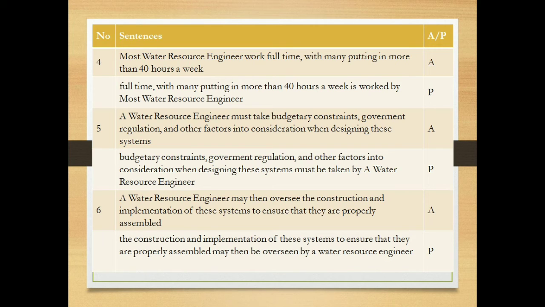Passive. Number 4. Water resource engineers must take budgetary constraints, government regulations, and other factors into consideration when designing the system. Active. Budgetary constraints, government regulations, and other factors into consideration when designing the system must be taken by a water resource engineer. Passive.